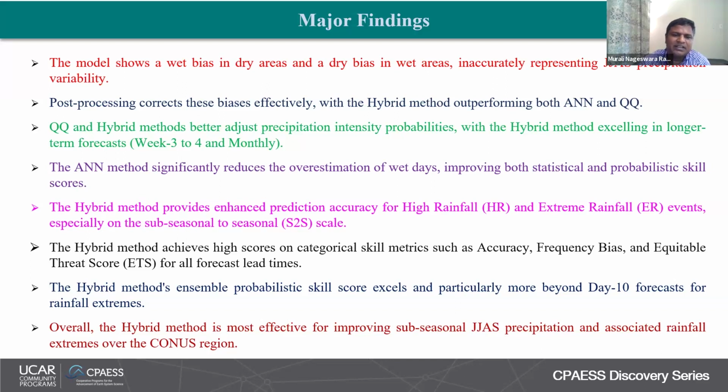The hybrid method achieves high scores on the categorical metrics like accuracy, frequency bias, threat score, and all skill scores, with particular improvement for the longer forecast lead times.